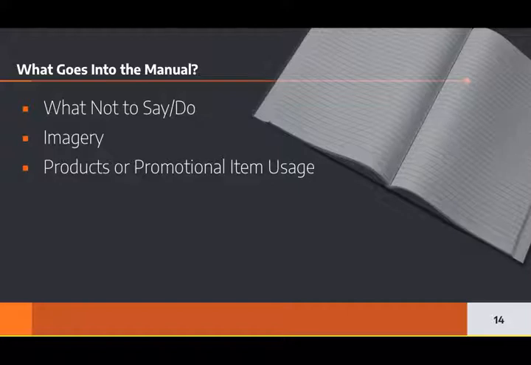Products or promotional item usage. This is another item that should go into the manual, because if your brand has a promotional item or a product, such as signage or vehicles that have already been established, it's important to also include these in the manual.